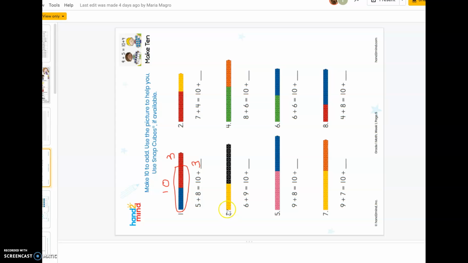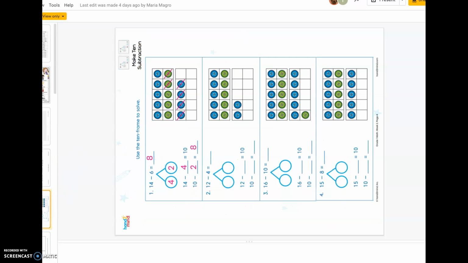So it's all about making 10. So you're going to first make 10 and see how many are left over. Write the leftover number here. Okay, that's easy. This one here is, again, we have been working on this. We break the number apart. We bring the 14 down.